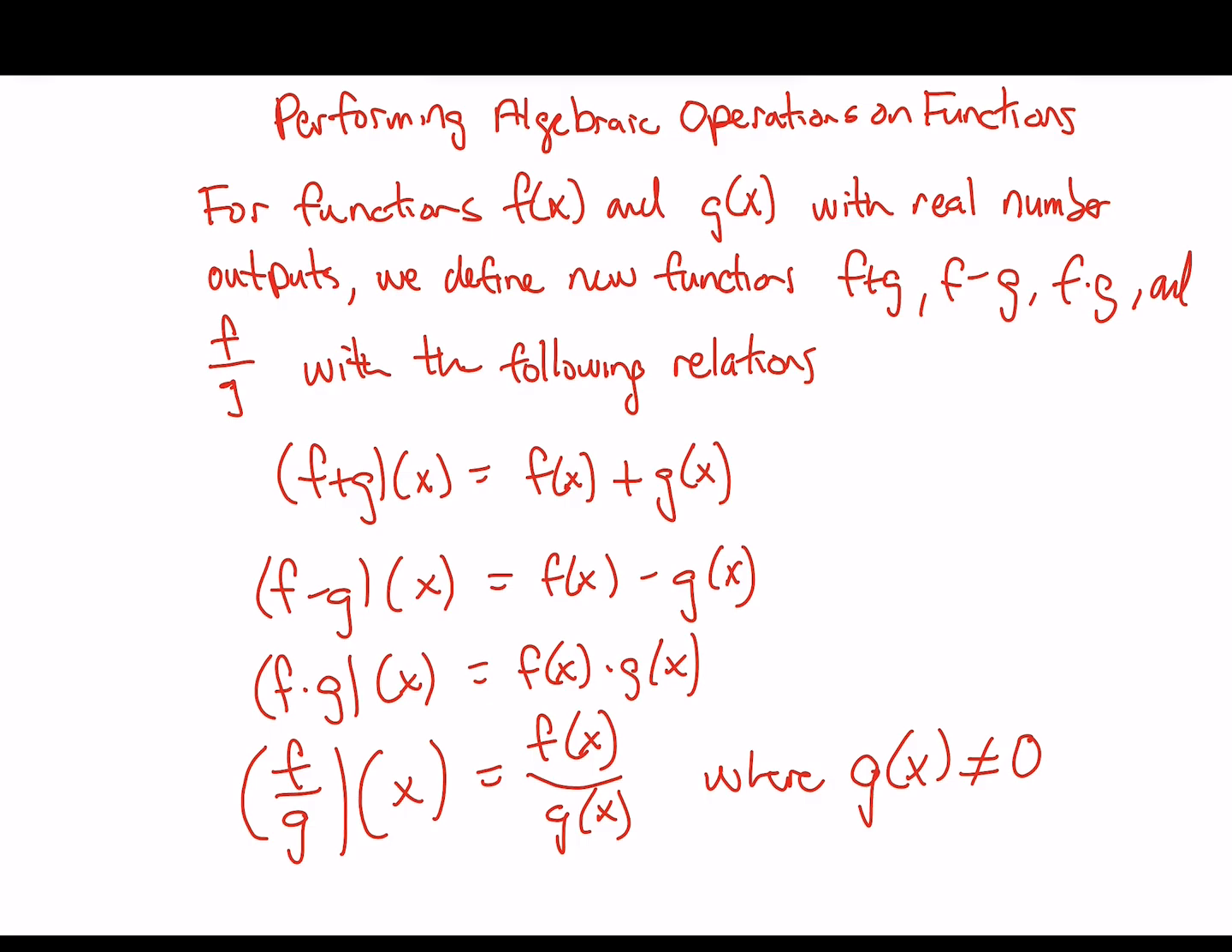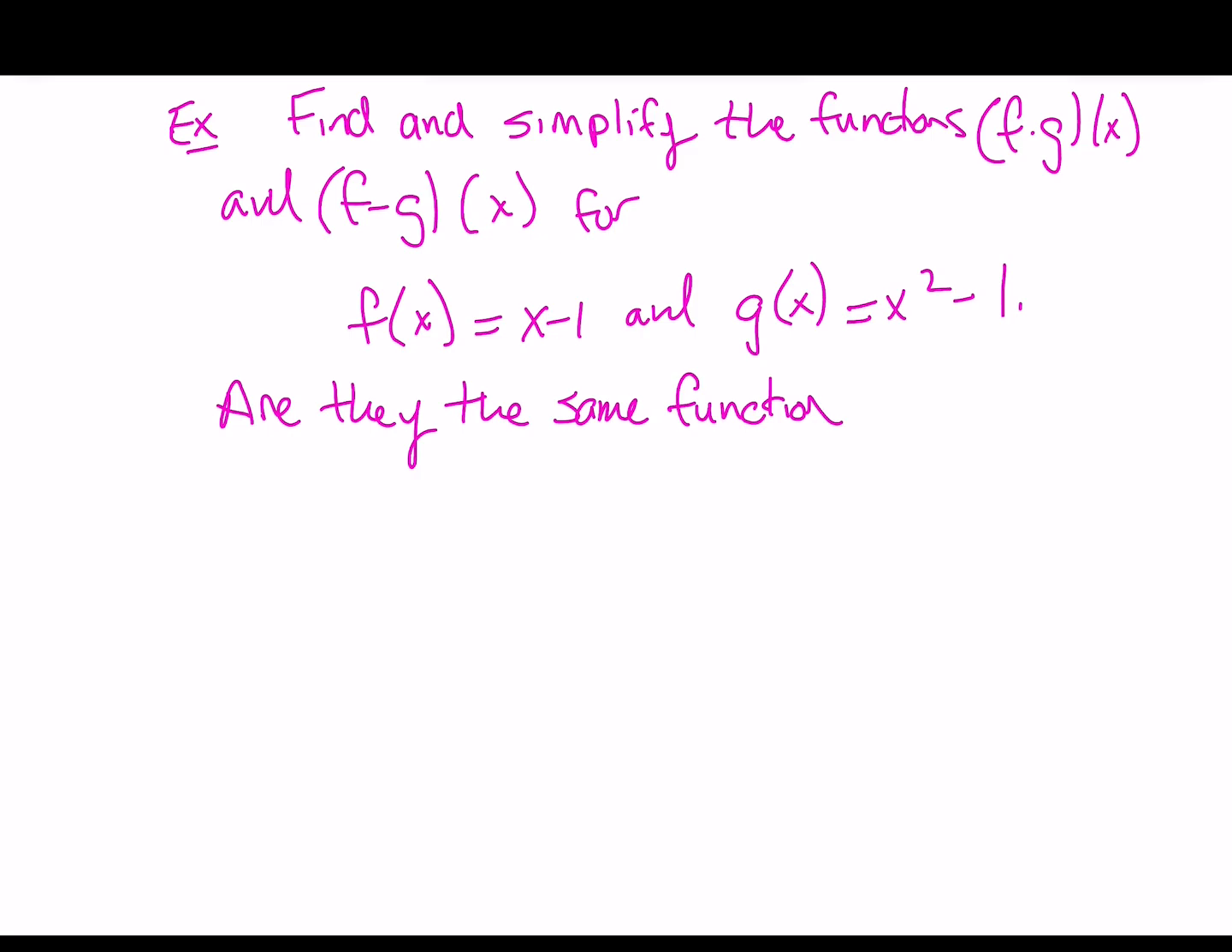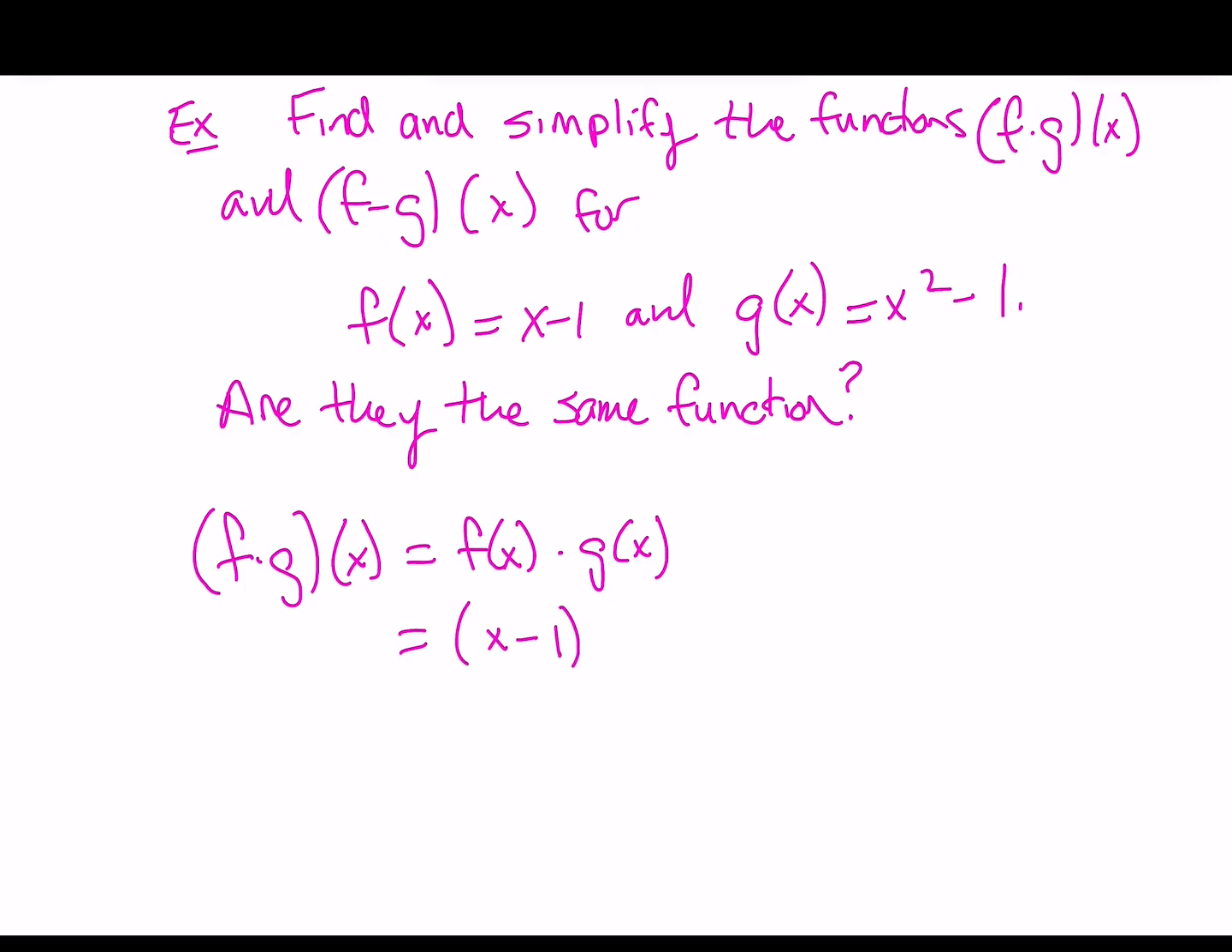Let's try an example. In this example, we want to find and simplify functions f times g of x and f minus g of x for f of x equal to x minus 1 and g of x equal to x squared minus 1. Are these the same function? Well, let's see. F times g of x is defined as f of x times g of x, which, let's plug those in, that's x minus 1 times x squared minus 1.